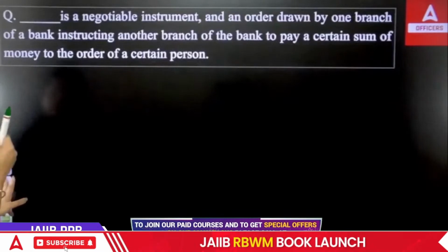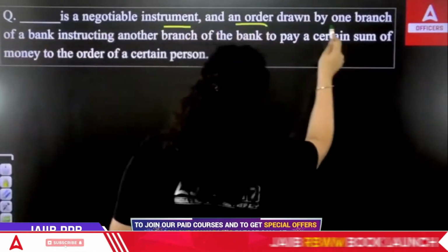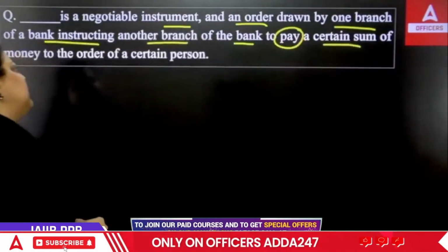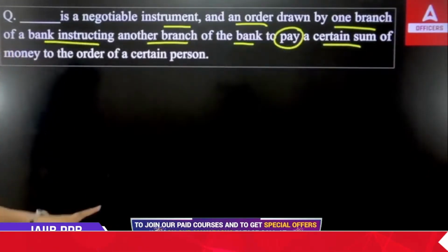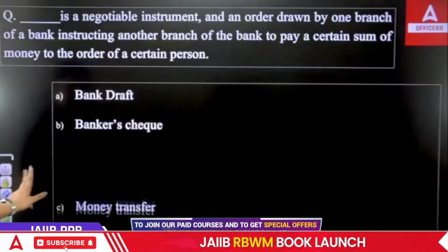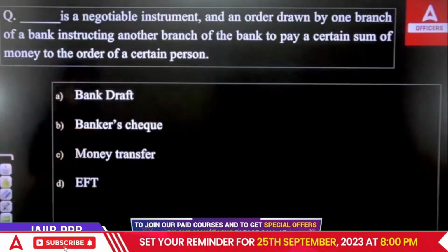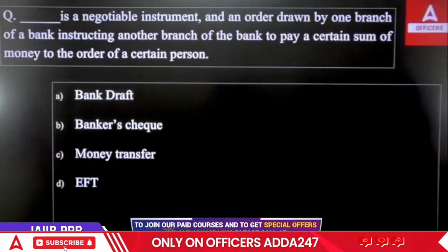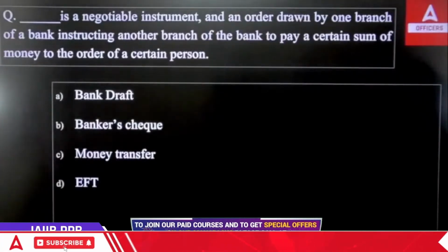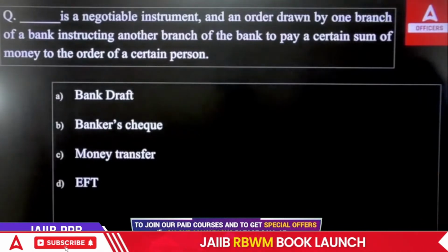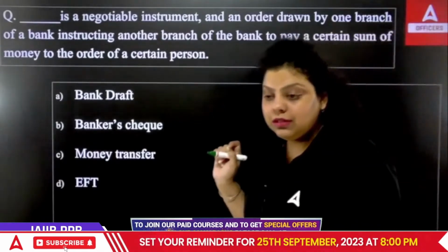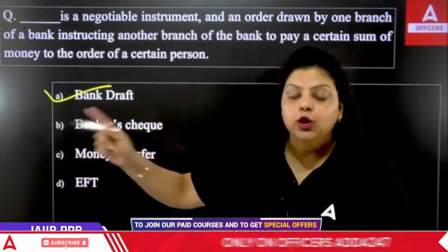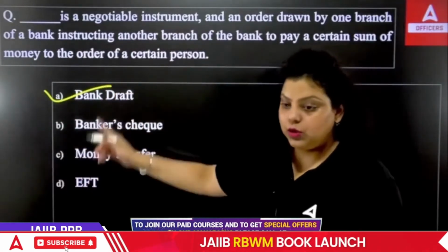Next. Dash is a negotiable instrument and an order drawn by one branch of a bank instructing another branch of the bank to pay a certain sum of money to the order of a certain person. Which of the following is correct? First we have bank draft, second is banker's check, third is money transfer, fourth is electronic fund transfer. So that will be a bank draft. One branch is ordering another branch to pay a certain sum of money to another person. So the right answer will be your A option.